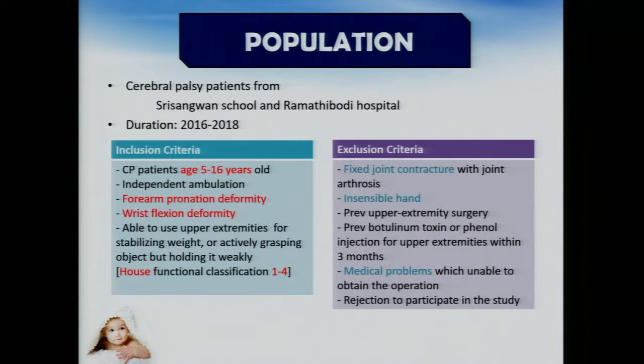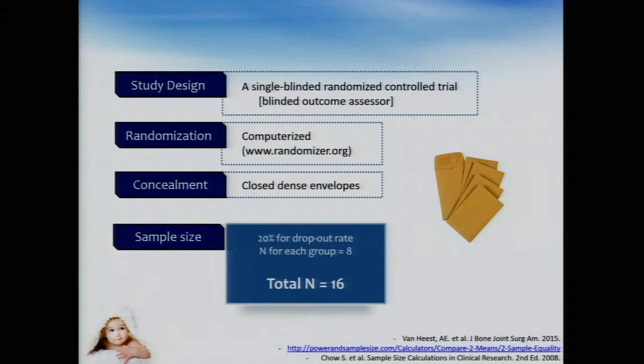Exclusion criteria included patients with fixed joint contracture, insensible hand, or a history of surgery or medical injections at the upper limb within 3 months, or those who were unable to undergo the operation or refused to participate in the study. The study design is a single-blind randomized controlled trial, with randomization by computer and closed-envelope concealment. Sample size was calculated according to a previously published journal, adding 20% for dropout rate. Therefore, we needed at least 16 patients for the study, 8 for each group.